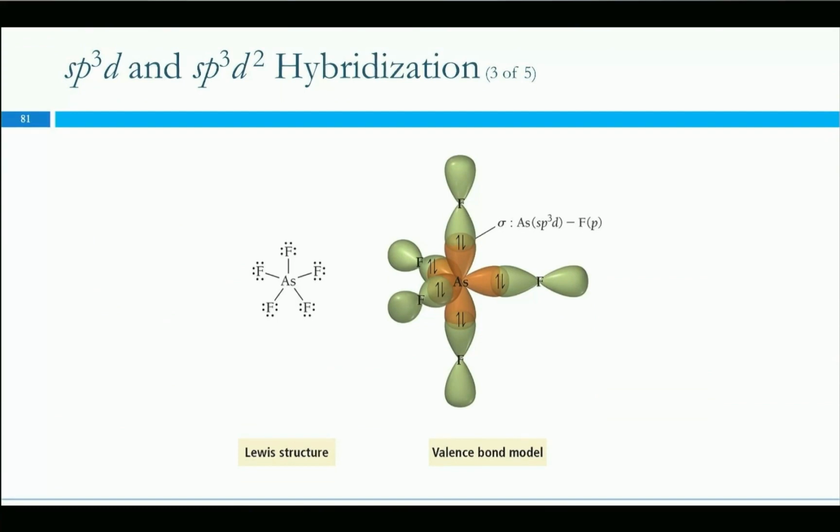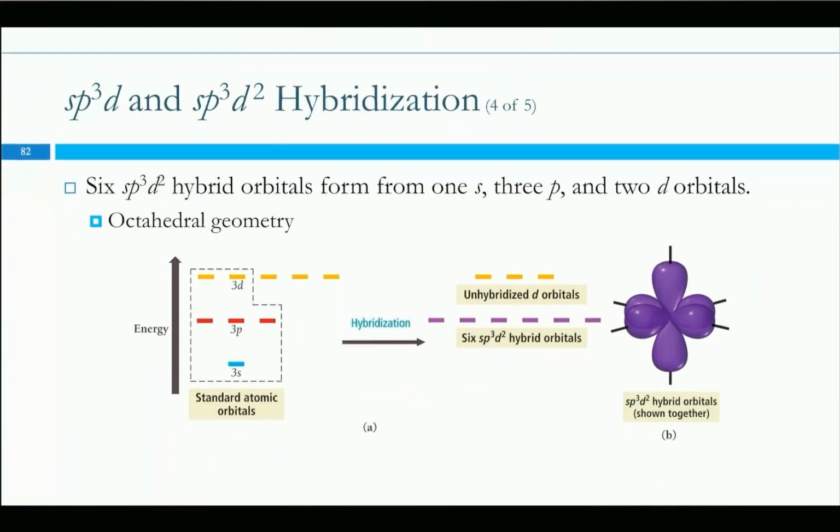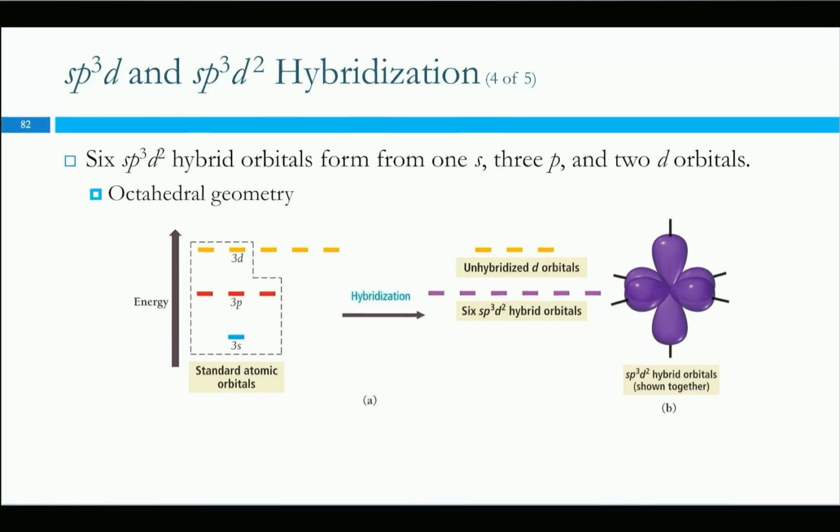So that would be like arsenic pentafluoride, which sounds like a horrifying molecule. Super poison, probably. And then for 6, the octahedral is taking all of the s, all of the p, and then 2 d orbitals to give you the octahedral. So total of 6 bonds, or lone pairs. You can have lone pairs in there too.